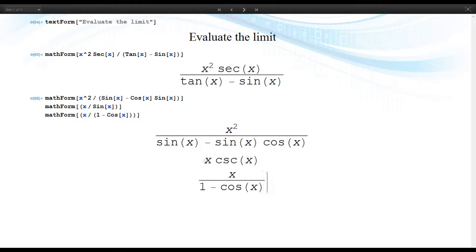But we know that the limit as x goes to 0 of x over sine x is 1. So this limit here goes to 1, and we don't know what this limit goes to, but we can use L'Hopital's rule on this. And this is simpler than what we started with. So we use L'Hopital's rule on this fraction, and we're going to get 1 as the derivative of the numerator. And we get sine in the denominator.